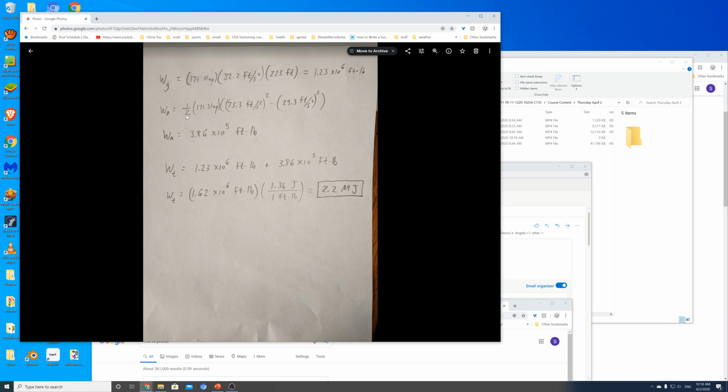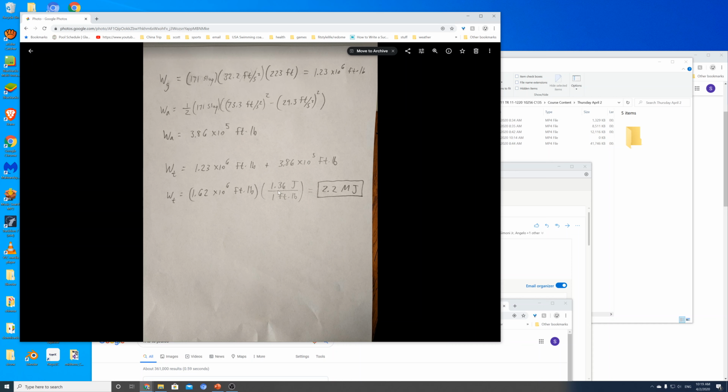The next one is the acceleration work, and by definition, it's 1/2 times the mass times the difference between the squares of the velocities, the initial velocity and the final velocity. When you go through and perform the calculation, it comes up to 3.86 times 10 to the 5th foot-pounds. Now I add the gravitational work and the acceleration work together, and I come up with 1.62 times 10 to the 6 foot-pounds.